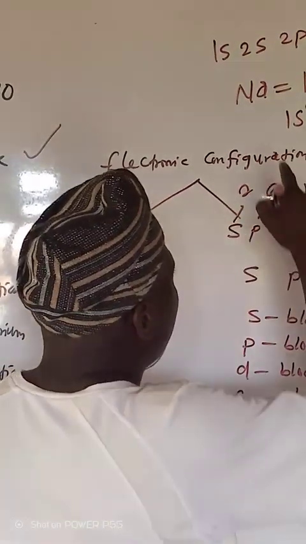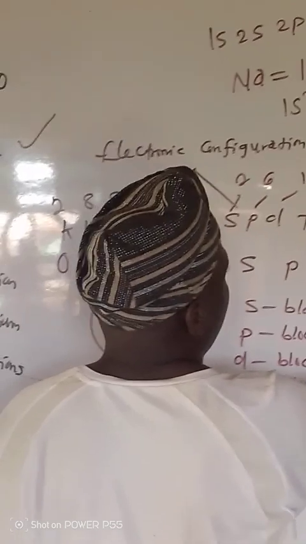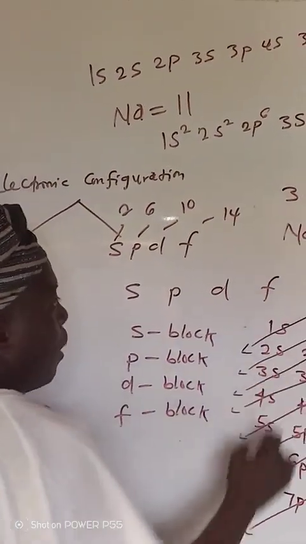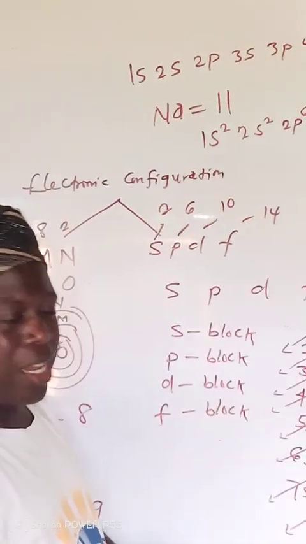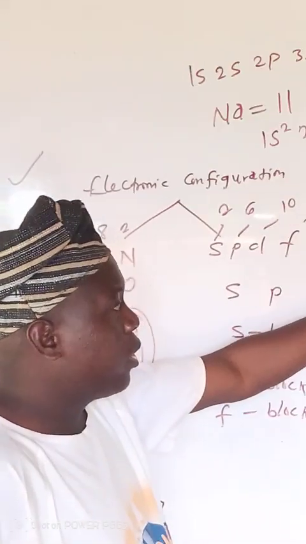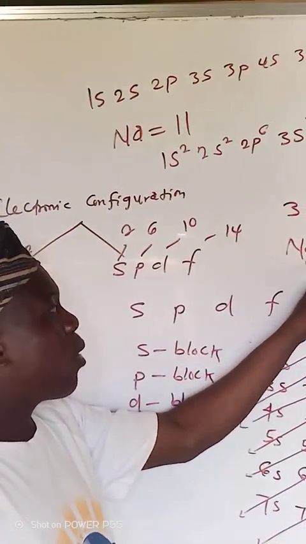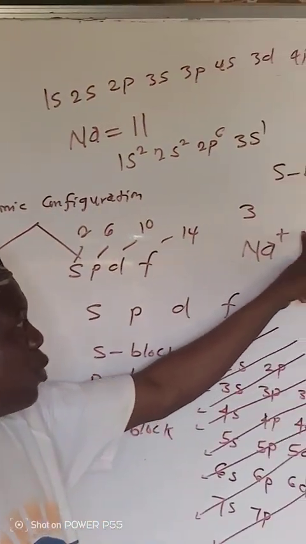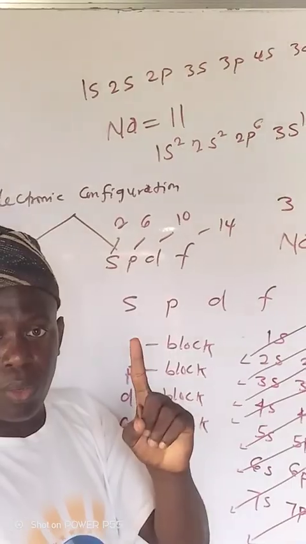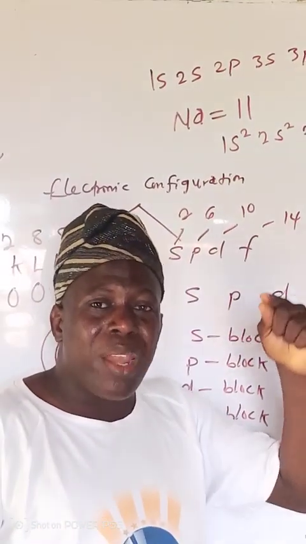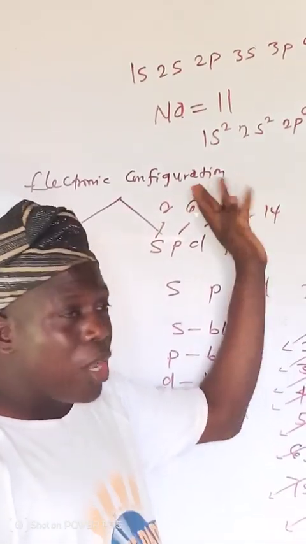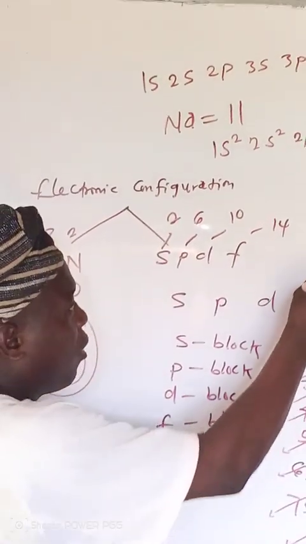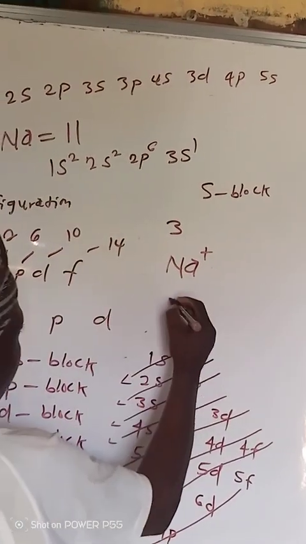In most cases, you can be given something like this, Na+. They will not ask you that you should write the electronic configuration for this. If you want to write the electronic configuration for this, mind you, this element has lost how many electrons? 1 electron. If you subtract that 1 electron from the atomic number, it's going to be 10. It means if you want to write the electronic configuration for this now, it will be what?